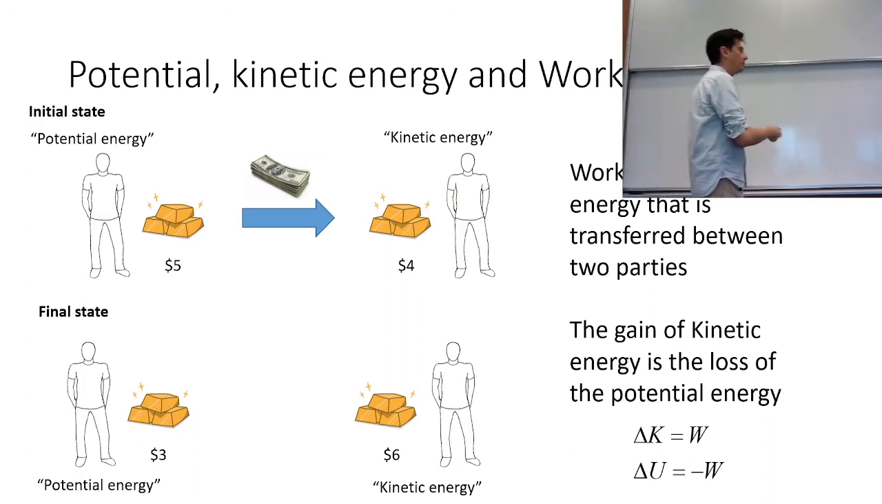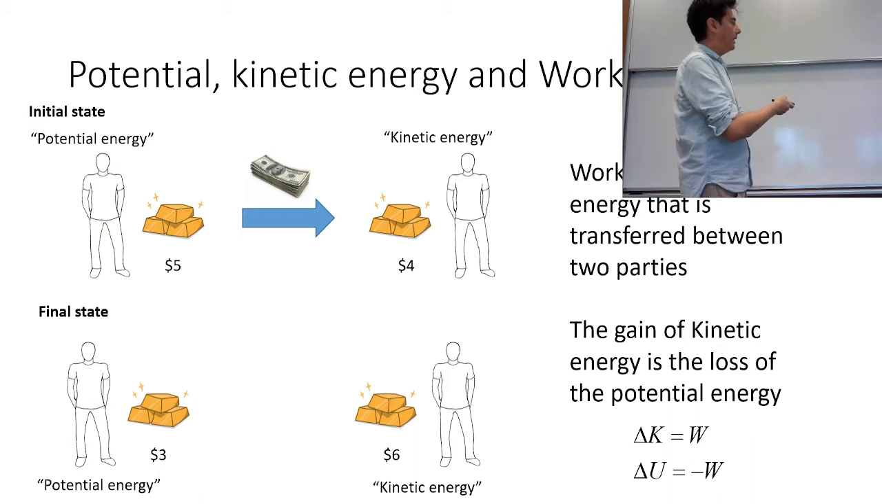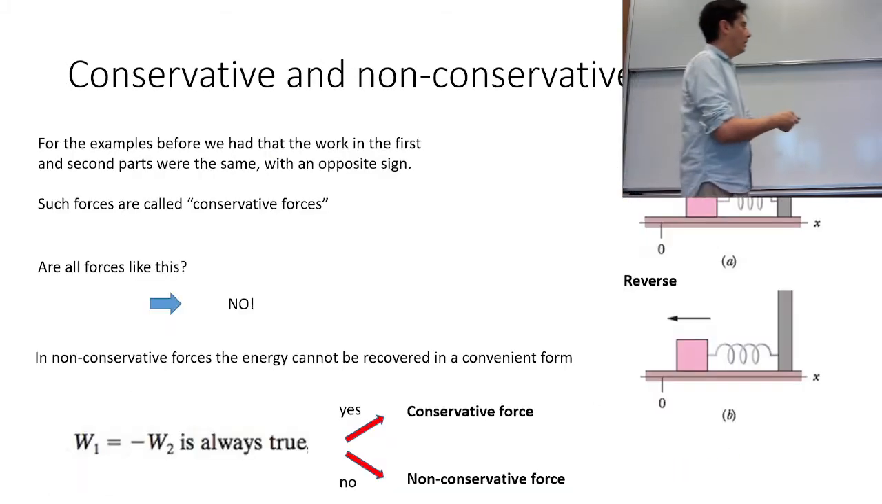So maybe the analogy that might be useful to figure out why it's got this mutual negative sign is the bank account analogy. If you look at the kinetic energy and there's some transfer, which is actually the work, then if you transfer some money from here to here, this one goes up, this one goes down. So this is basically why there's a mutual negative sign relationship between those.